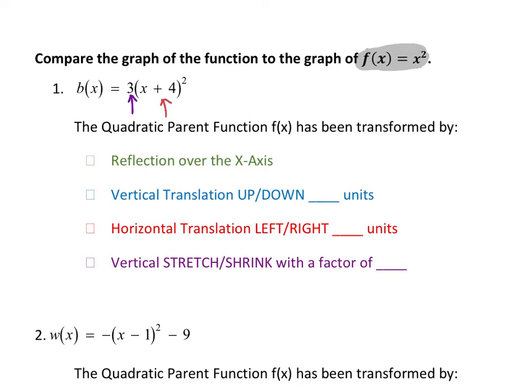That means that A is 3. And that means that H is going to be -4, the opposite of what you see, because horizontal is inside and opposite. Now since A is 3, that's a Dolly Parton number. That means this is going to be a vertical stretch by that factor of 3. It should get narrower. And because H is -4, I know that's a horizontal translation to the left 4 units.